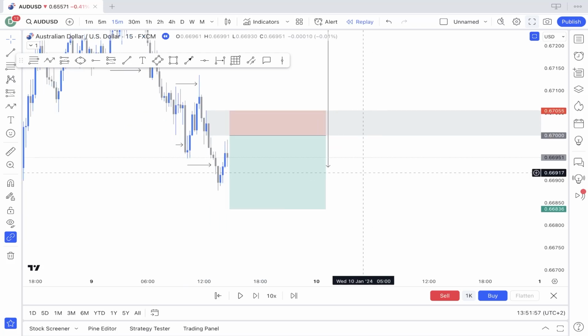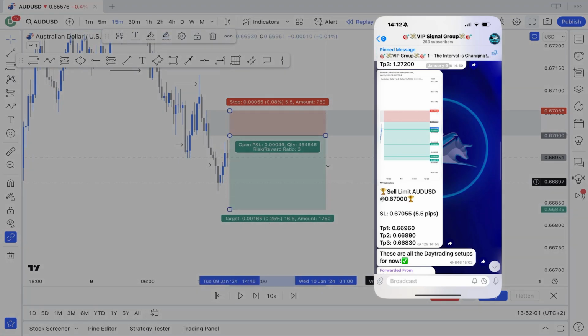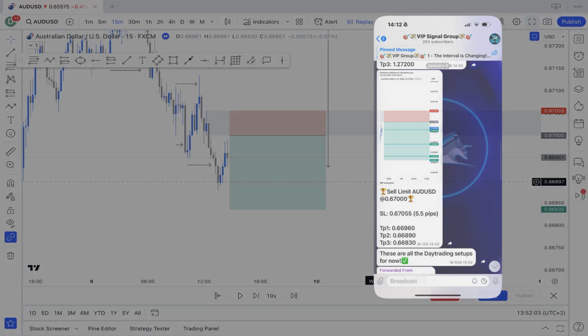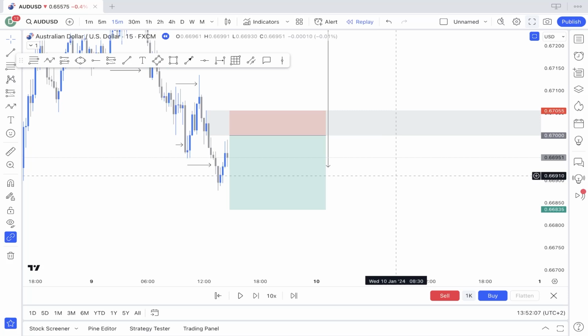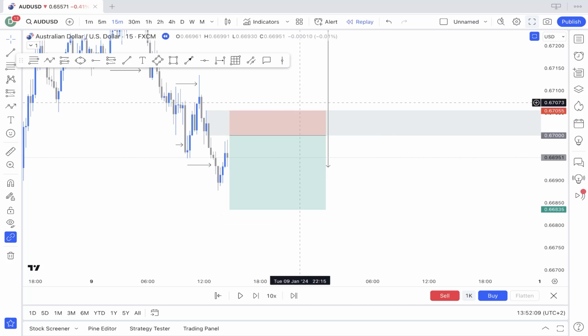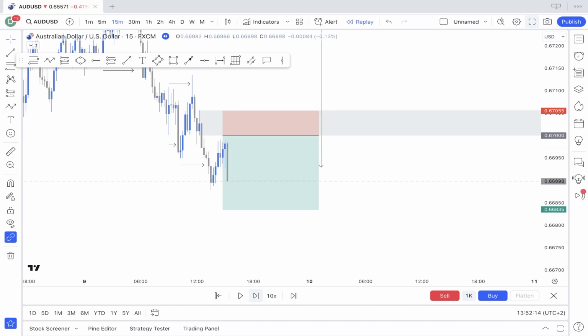Okay, and I will also attach a picture on the screen right now to see exactly when this setup was sent in my SMC group. And yeah, after that, I placed the trade, I placed the pending order, and I just waited. Let's see when the entry triggers.